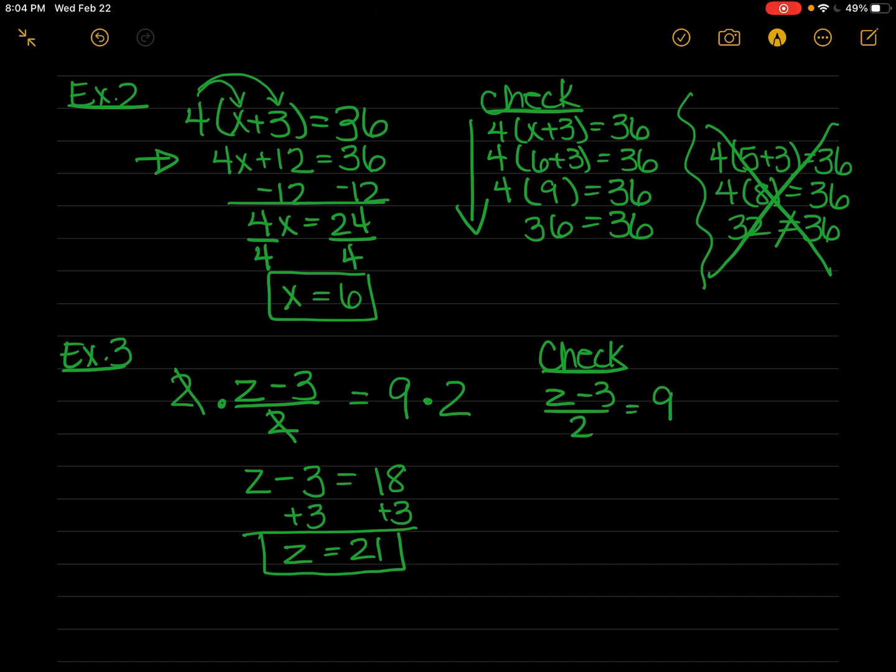Okay, so z is going to be 21, right? Because that was my answer. So 21 minus 3 divided by 2 should equal 9. Okay, well 21 minus 3 is 18. And then 18 divided by 2 is 9. And I want that written down below.